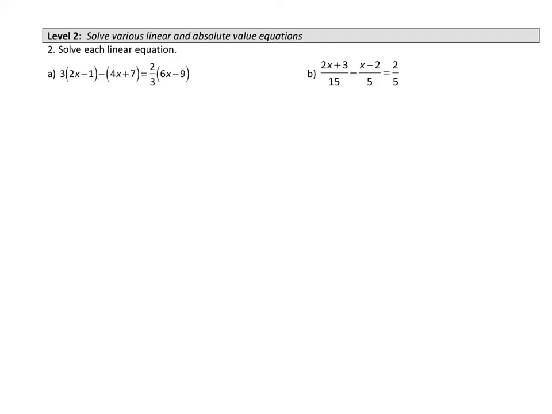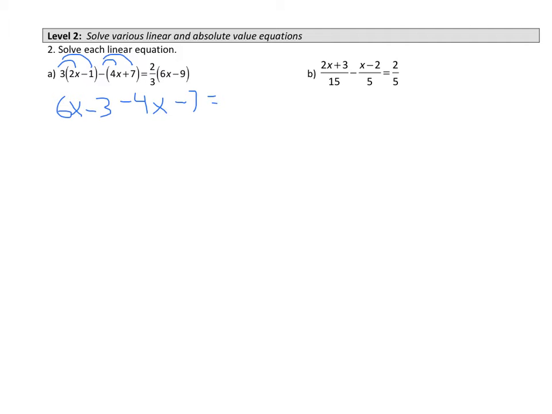What I would do in this problem is first distribute the 3 to the first set of parentheses, and you get 6x minus 3. And then next we need to distribute this negative to the second set of parentheses, and we get negative 4x minus 7. A common mistake is to put plus 7 there and mess up distributing the negative.